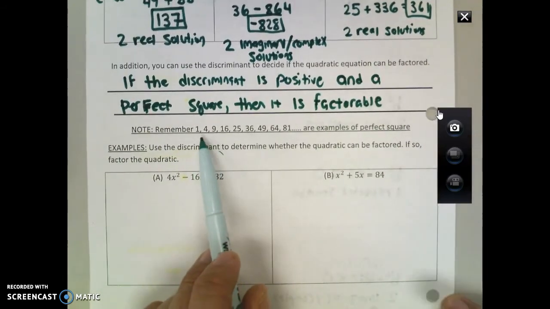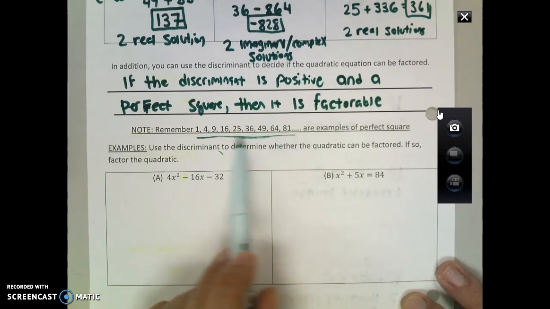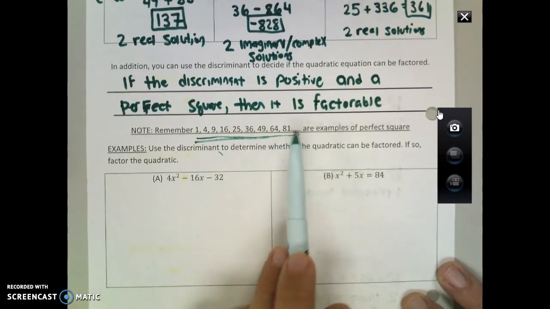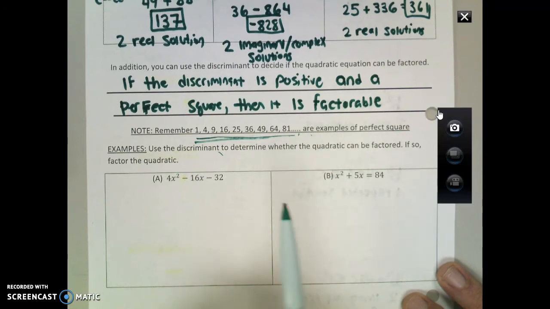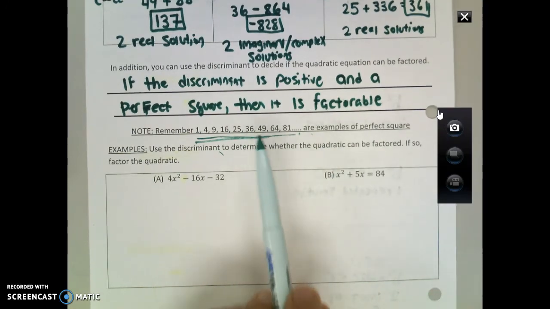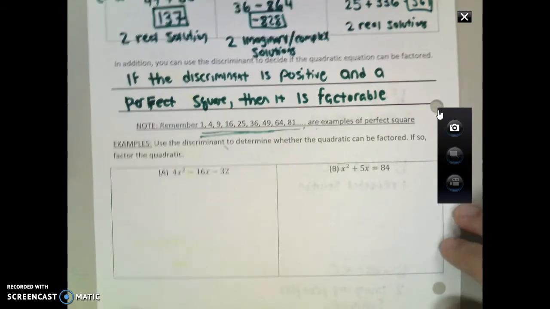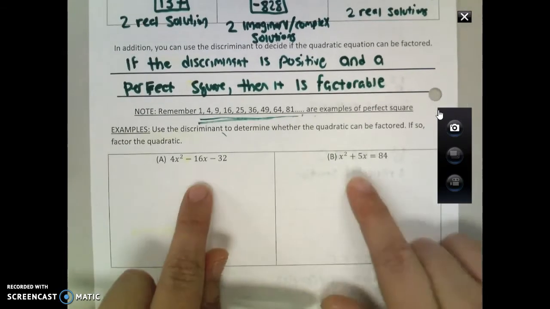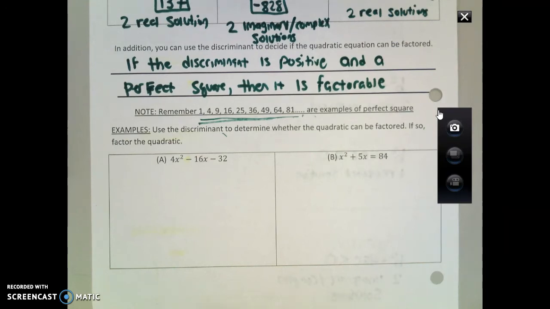So remember your perfect squares. I wrote the first couple up here for you. After 81 would be 100, and then 121, 144, and so on. So you can use the discriminant to determine whether it can be factored. Just like we did in the examples earlier in this video, we're going to now use the discriminant to figure out if this will be factorable.